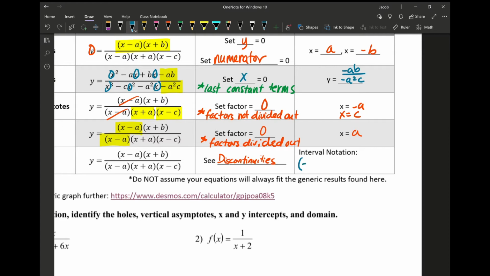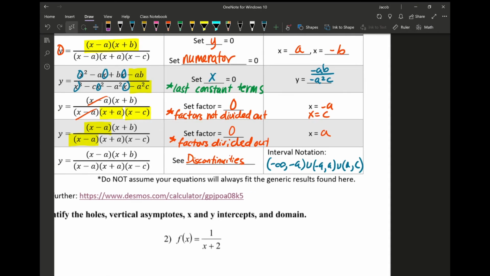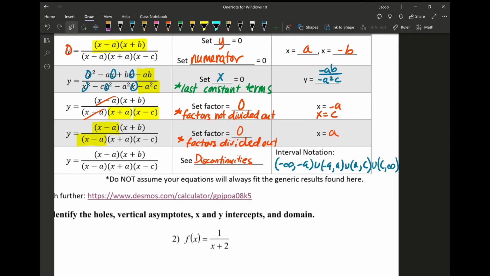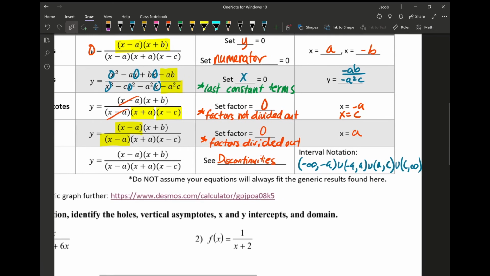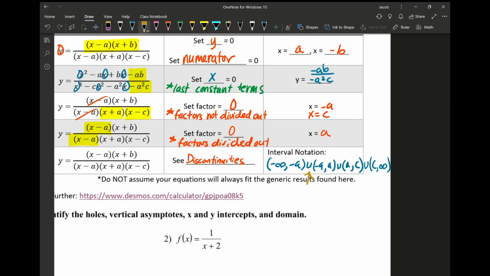But anyway, negative infinity to negative a, which is an x value, and then negative a to a, and then a to c, and then our last interval, c to infinity, is going to be our interval notation for the domain. So we have 3 breaks in the domain, and you can see them right here. There's a break at negative a, a break at a, and a break at c.